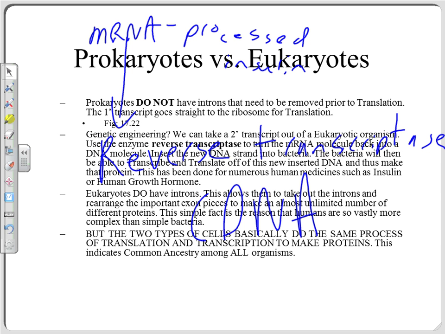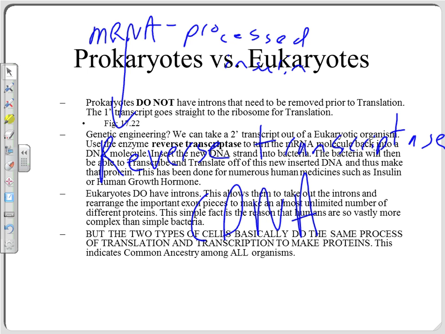What do we call it when we take DNA from one thing, put it into something else, and change it? Well, we spent 2 days talking about this just a week or two ago. What's that called? A transformation. So we transform these bacteria, usually E. coli, and change them into E. coli that make human insulin, which is a good thing for us.